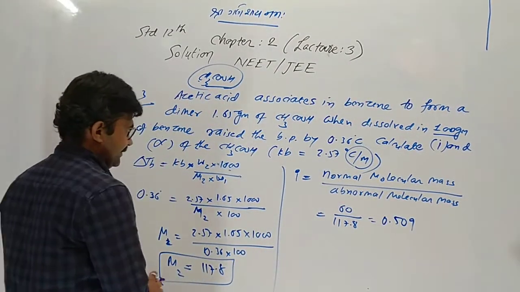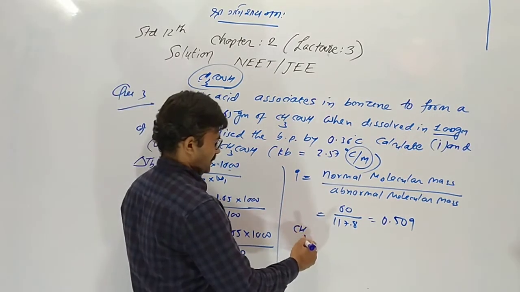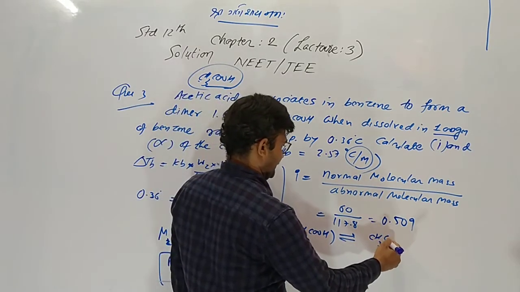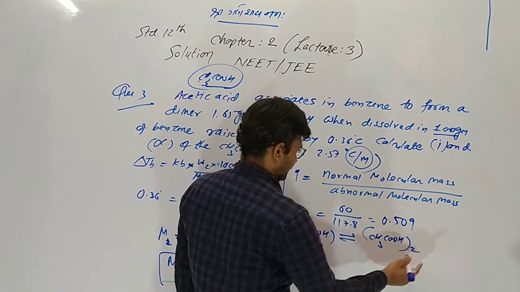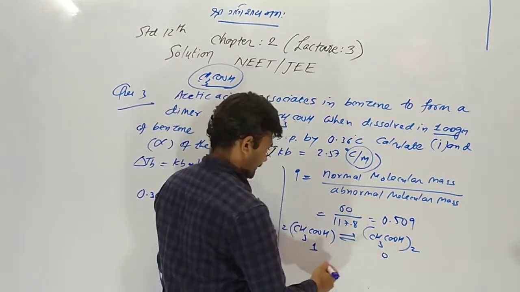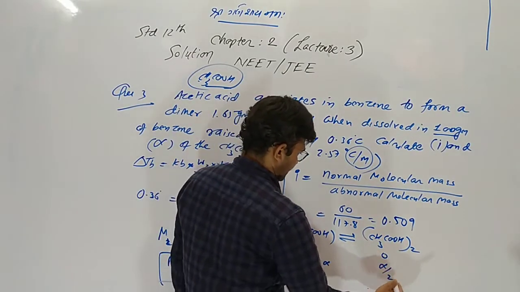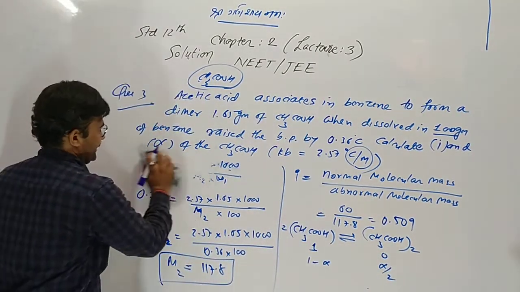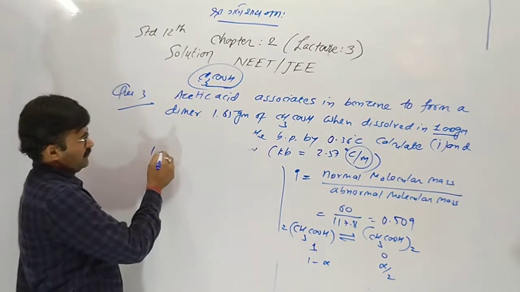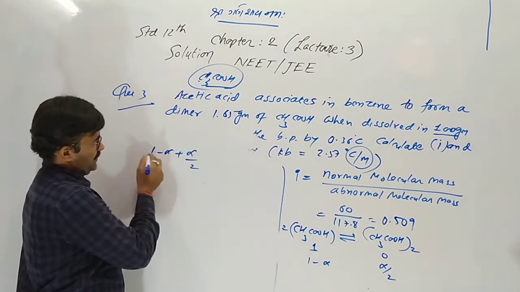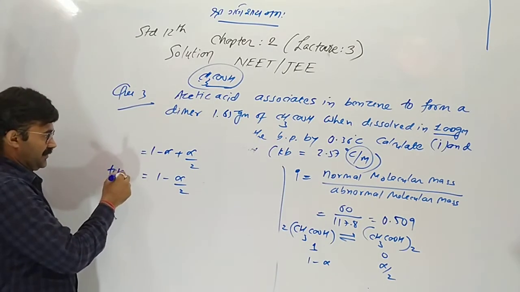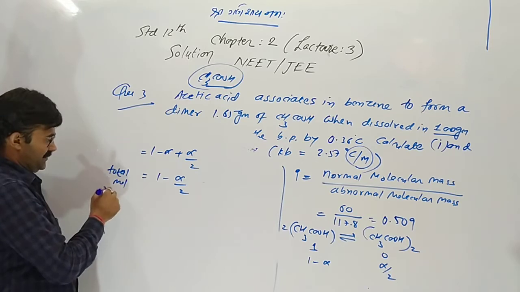Now here acetic acid is a dimer. Two molecules in the benzene combine with each other and become one. So 1, 0 initially; at equilibrium 1 minus alpha, and alpha by 2. So the total mole at equilibrium will be 1 minus alpha plus alpha by 2. So 1 minus alpha by 2 is the total mole at equilibrium.